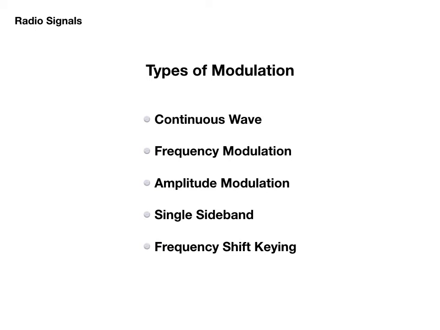In amateur radio, we use many different types of modulation, but the main types are continuous wave or CW, frequency modulation or FM, amplitude modulation or AM, single sideband modulation, SSB, which is a form of amplitude modulation, and frequency shift keying.